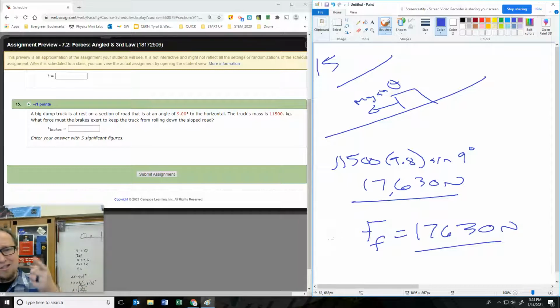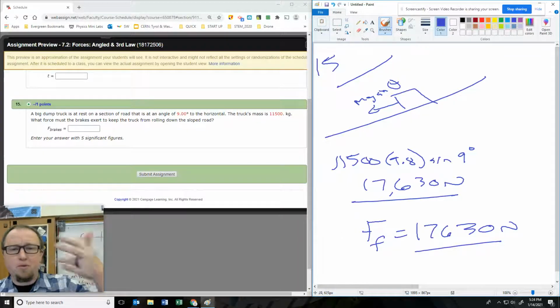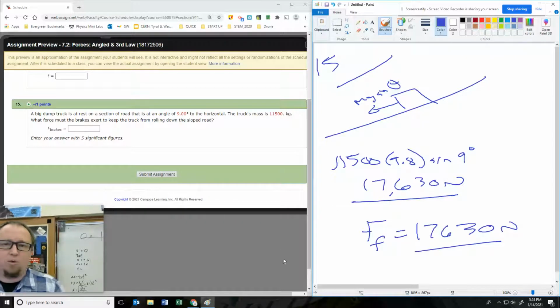Okay, so that's issue 1. What if the question said it was going at constant speed? Still need that much friction. That's how much friction I need to keep it from rolling down the ramp.